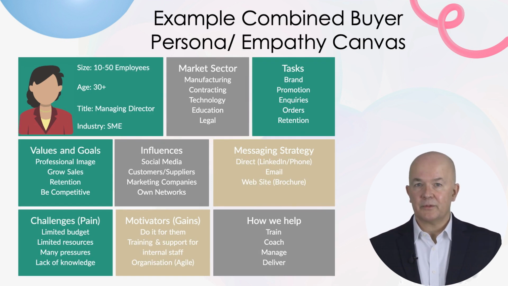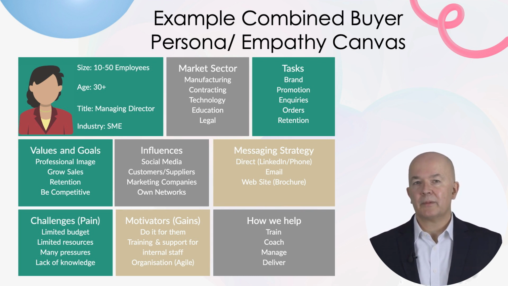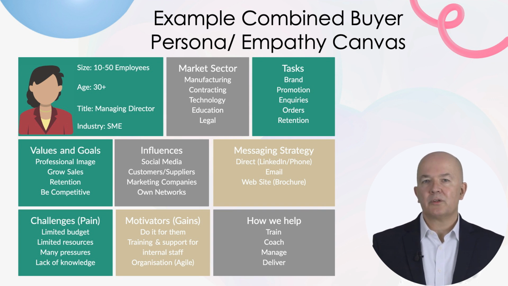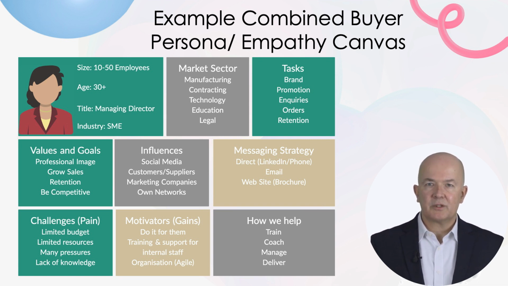If we go back to our small business owner example, the combined empathy canvas might end up looking a little something like this. You can see that a lot of thought has gone into completing a detailed picture of the ideal customer or buyer persona. By identifying the challenges or pains of the customers, you can ensure that your offering addresses their needs. If your offer doesn't address their basic needs, then you need to look at your offer and improve it.